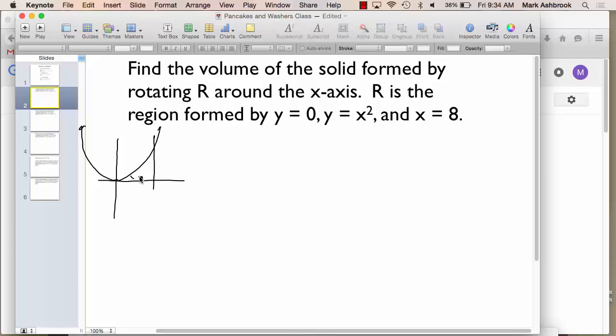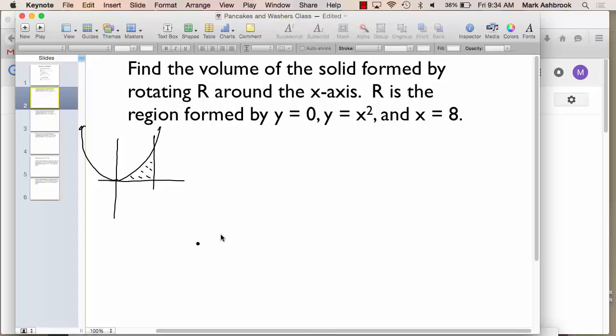So first off, that's R. Okay, so I'm going to take R and imagine the x-axis is like a hinge, and that region is like a door. It's going to swing around the hinge of the x-axis, and everywhere it goes in space is going to form that solid. So it's going to sweep out the solid. So what are we going to get? What's that solid going to be like?